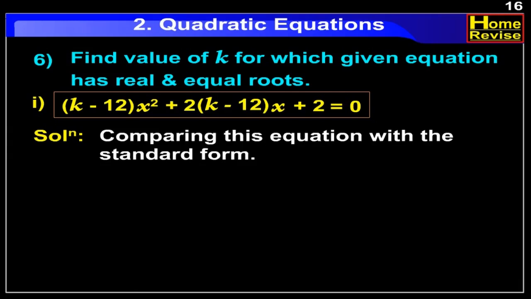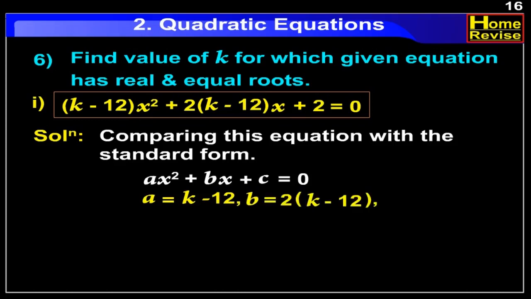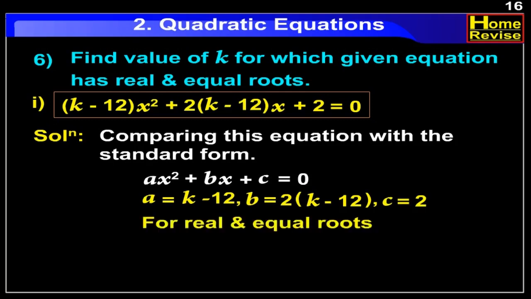Comparing this equation with the standard form ax square plus bx plus c is equal to 0, we get a is equal to k minus 12, b is equal to 2(k minus 12) and c is equal to 2. For real and equal roots, delta is equal to 0. Therefore, b square minus 4ac is equal to 0.